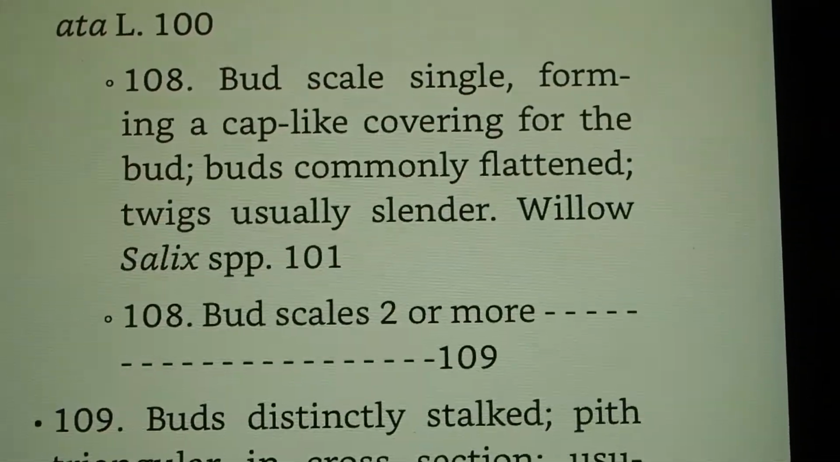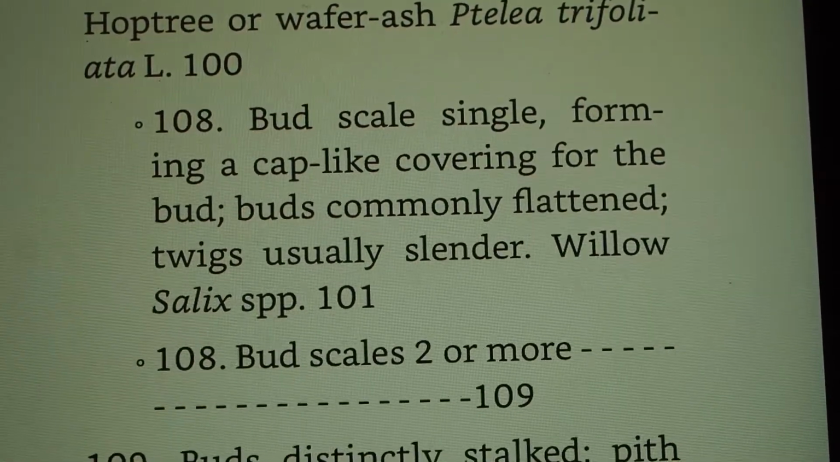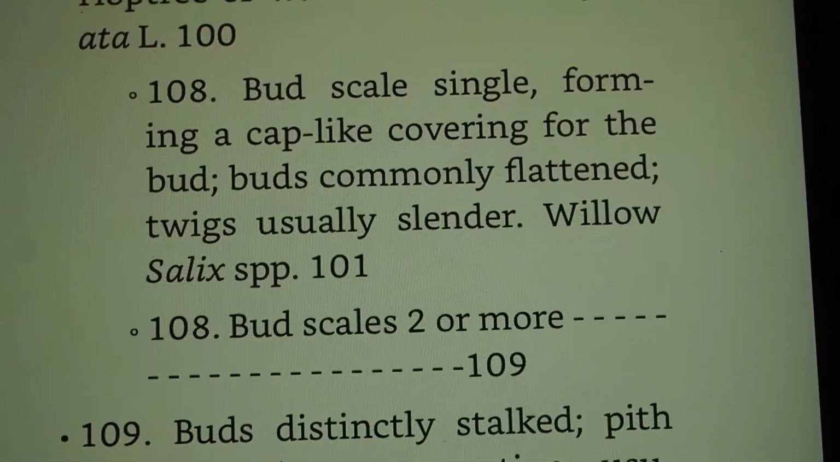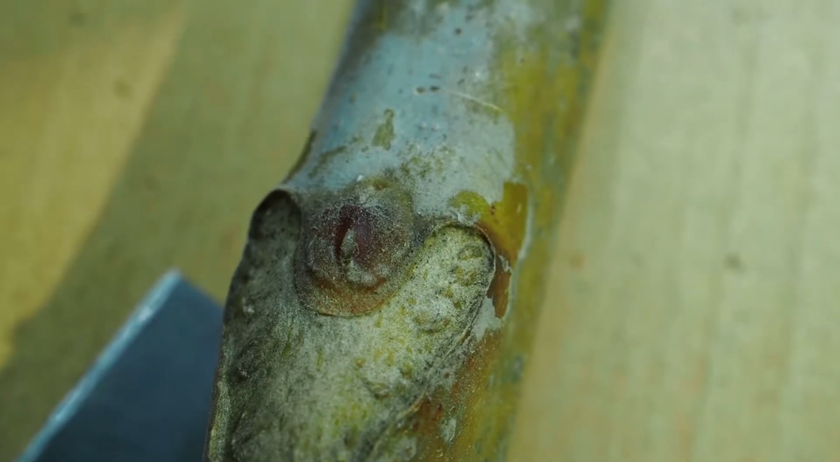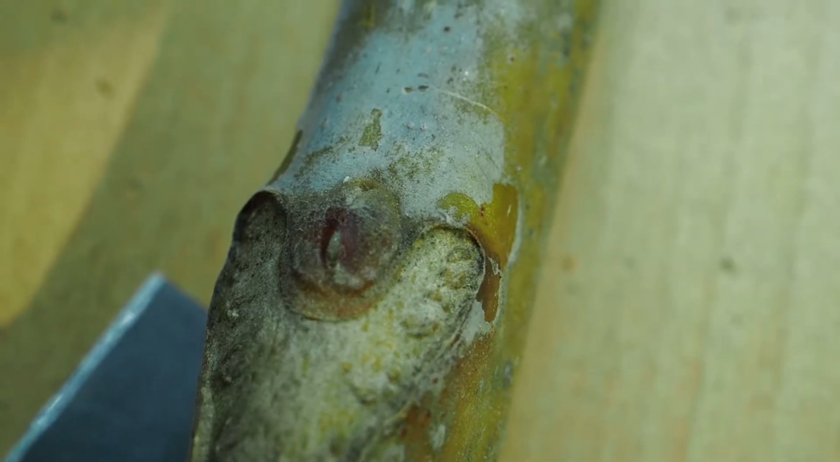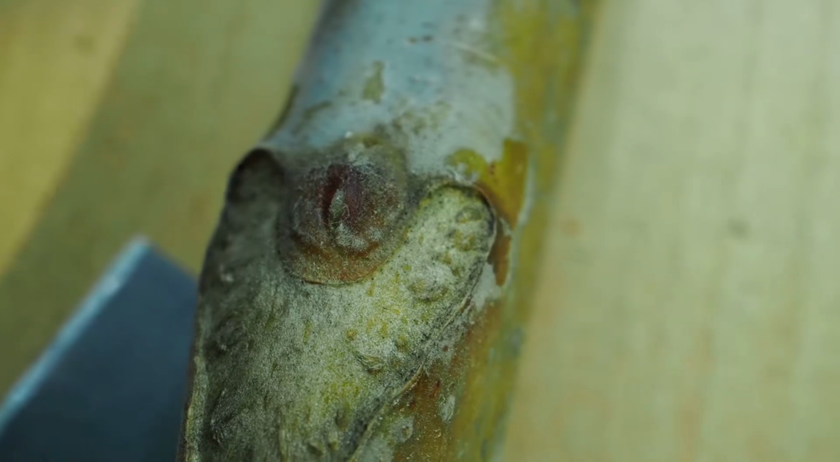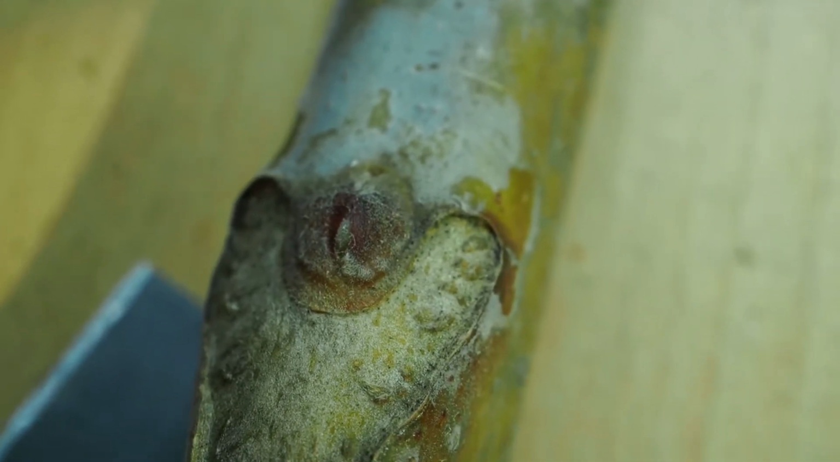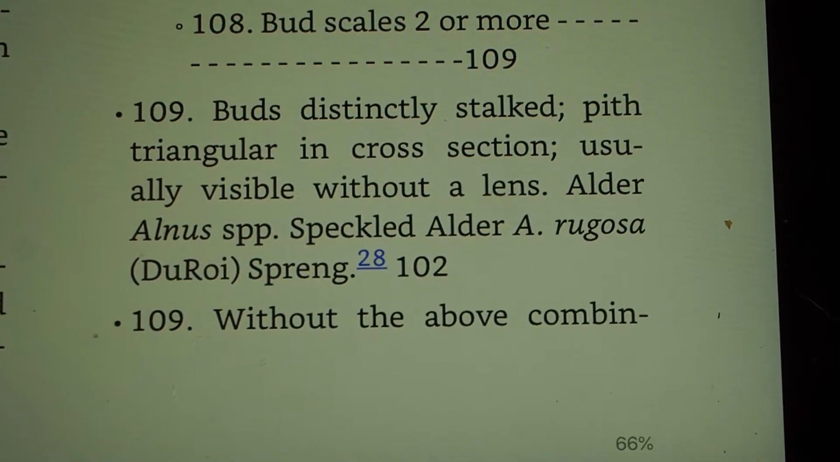Couplet 108 wants to know whether or not the bud scale is single, like forming a cap over the bud, or whether or not there are two or more. Eek, we got to look close for that one. Oh, I see several bud scales. They're coming up to the edge and overlapping some. There's not a bud scale fitting like a cap. Nope, two or more.